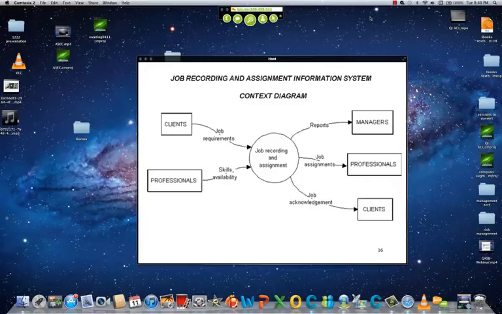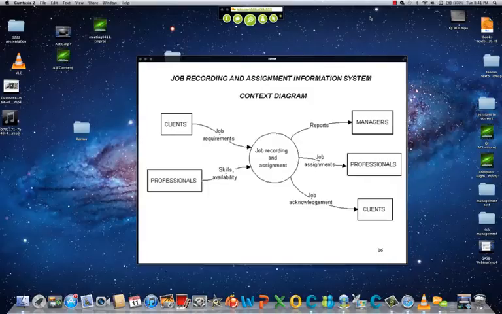Please take a note that clients and professionals are doubled here. You can see them on the left side and on the right side. The reason why we have them on the left side and on the right side is because we have to keep inputs separate from outputs. So basically, let me just show you.